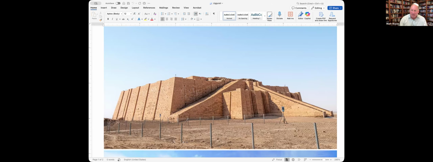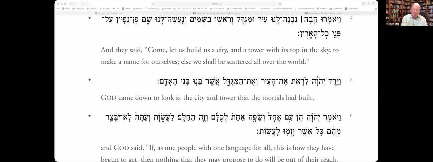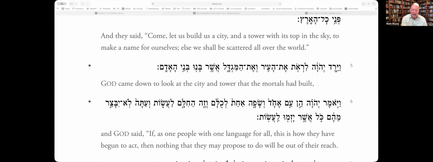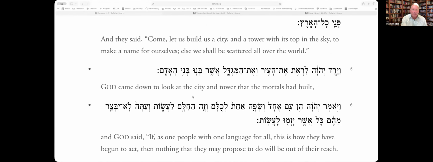When it says that God came down, the rabbis point out to some extent that they hadn't built that high. So there's a little bit of, yeah, let's be real. What's really happening here? You're not really that good.